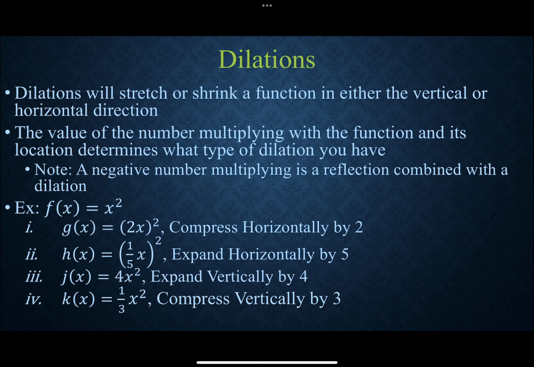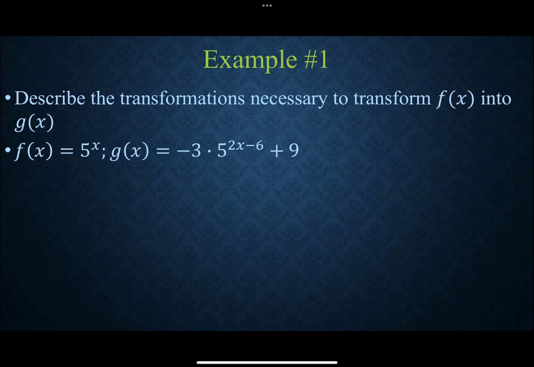All right, so we're going to do a couple of each type just to get an idea of what's happening. So here our basic function is f of x equals 5 to the x power. That's our parent function. And in the transformations, all the things are different about that. So first thing I'm noticing for g of x, I got a negative and I got a 3. Those are two separate transformations. Then I have a 2 multiplying with x and then a 6 subtracting with x. And then we have a plus 9 at the end.